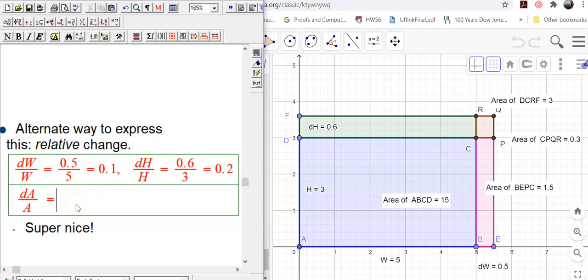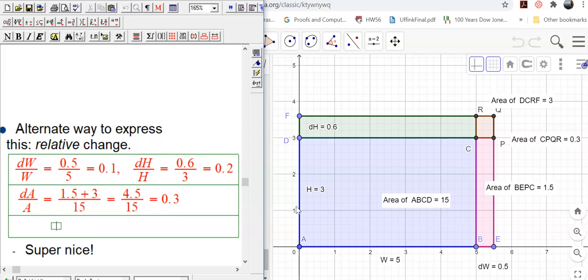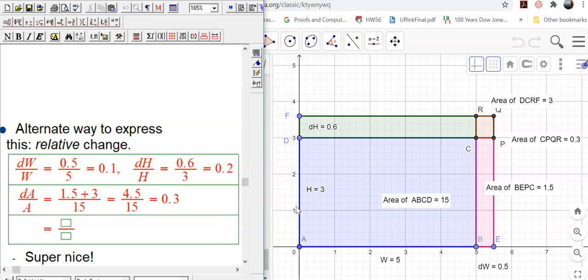The dA over A, so that was the 1.5 plus 3, ignoring the 0.3, all over 15. All right, let's just calculate that out. 4.5 over 15, that's 0.3. That's kind of suggestive. And I claim it's not at all a coincidence that that is the sum of these two numbers. Because let's see how that calculation came up.